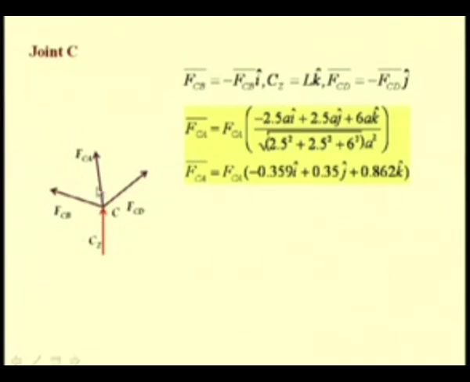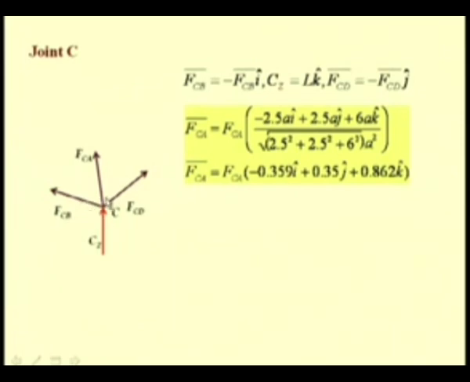Particularly for determining this direction cosine of the member CA, you have to consider the geometry of the truss, and it has been determined to be 0.359 in the negative direction of i, 0.35 in the j direction and 0.862 in the k direction. So, this gives the unit vector along this member CA. So, the force in this member CA is equal to the magnitude of the force times the unit vector along the direction of the member.